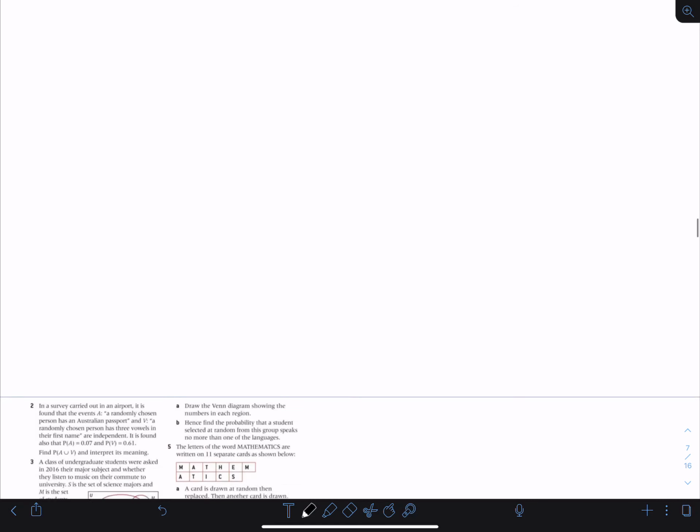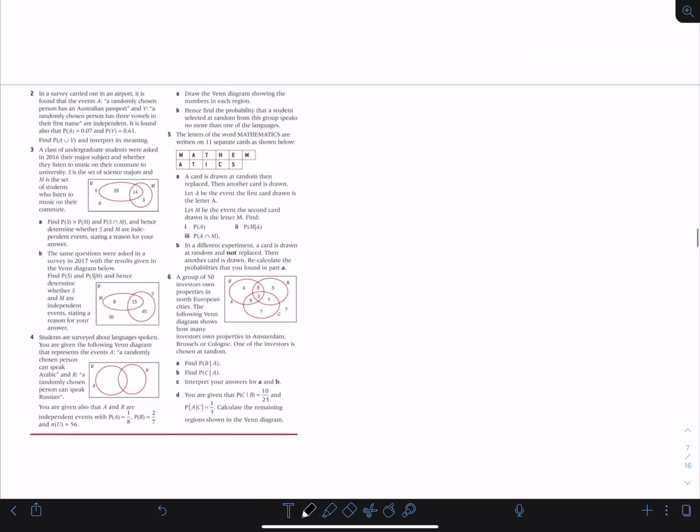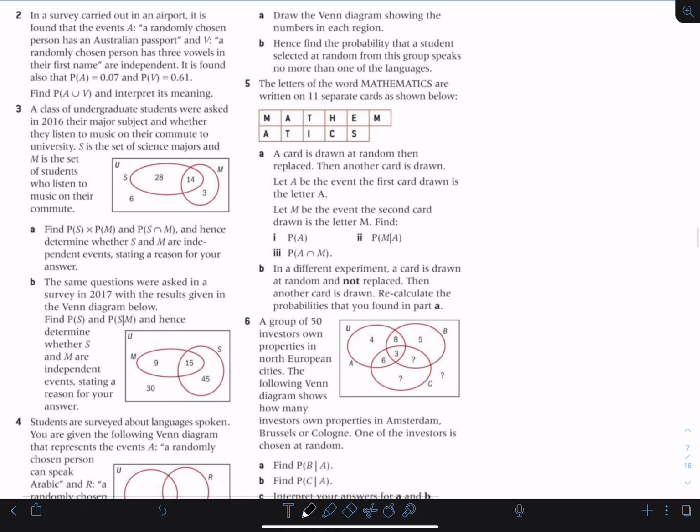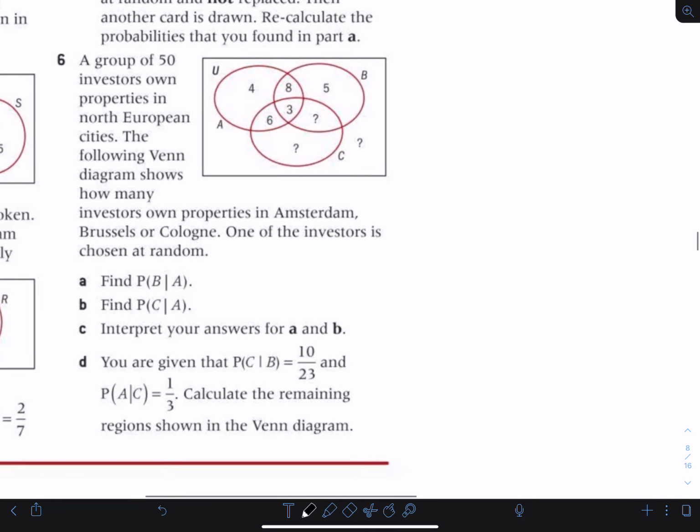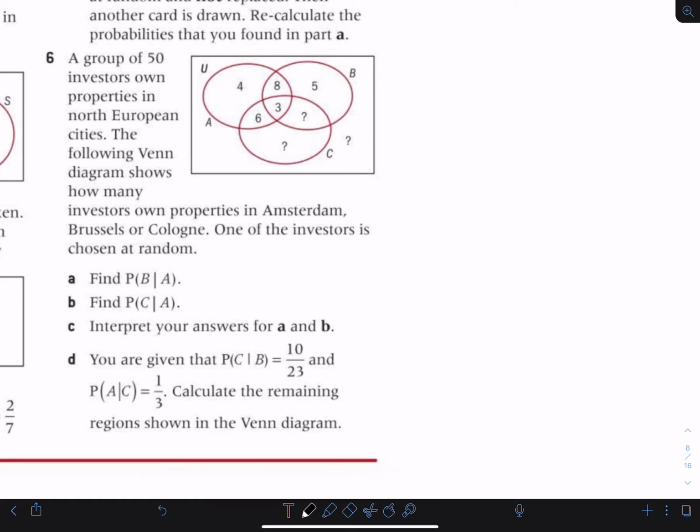Is there any other questions? Ooh, look. Much more interesting. Well, let's look at 6 there. It's the last one. It's got to be harder. It's a group of 50 investors that own properties in North European cities. The following Venn diagrams show how many investors own properties in Amsterdam, Brussels, Cologne: A, B, C. Common little trick there. They always use ABC. One of the investors is chosen at random.